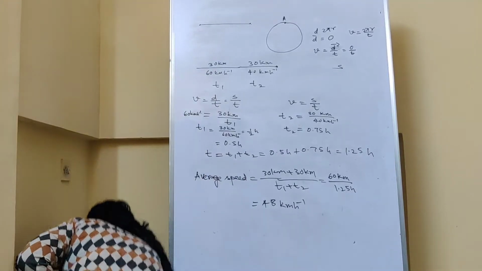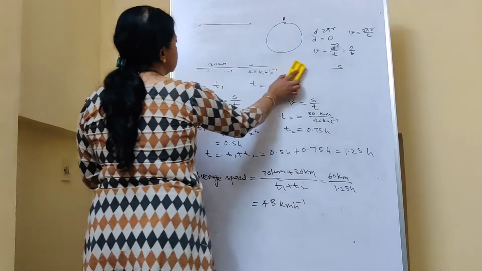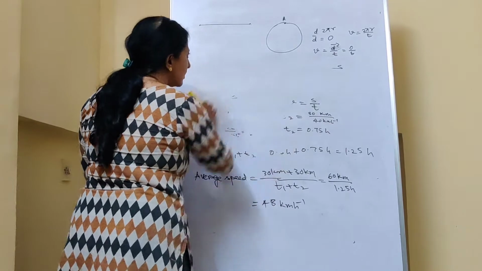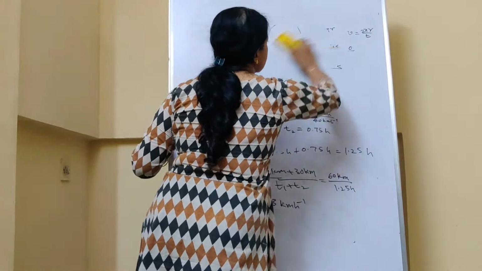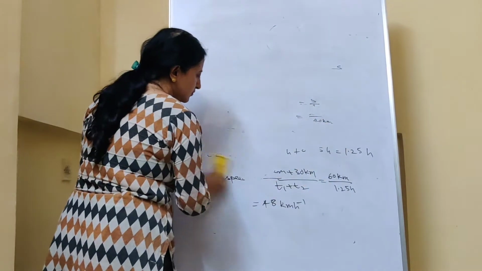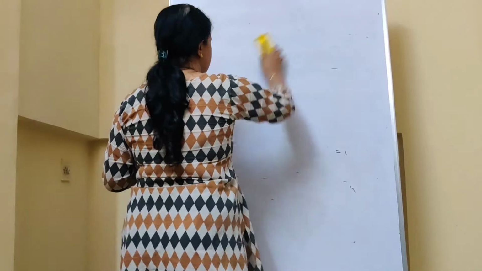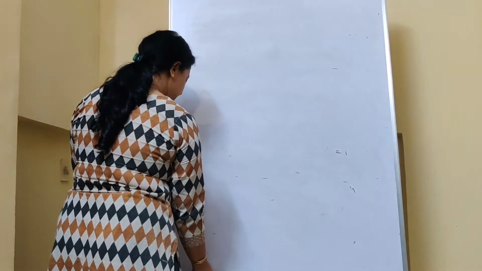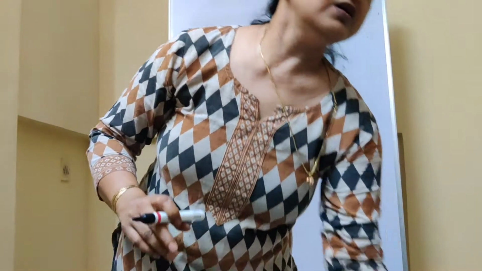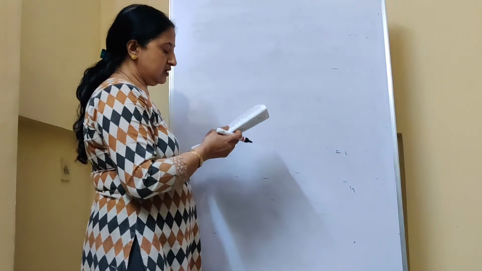Everybody, now we'll go for another sum. We'll go for the second sum. An object is the second sum.